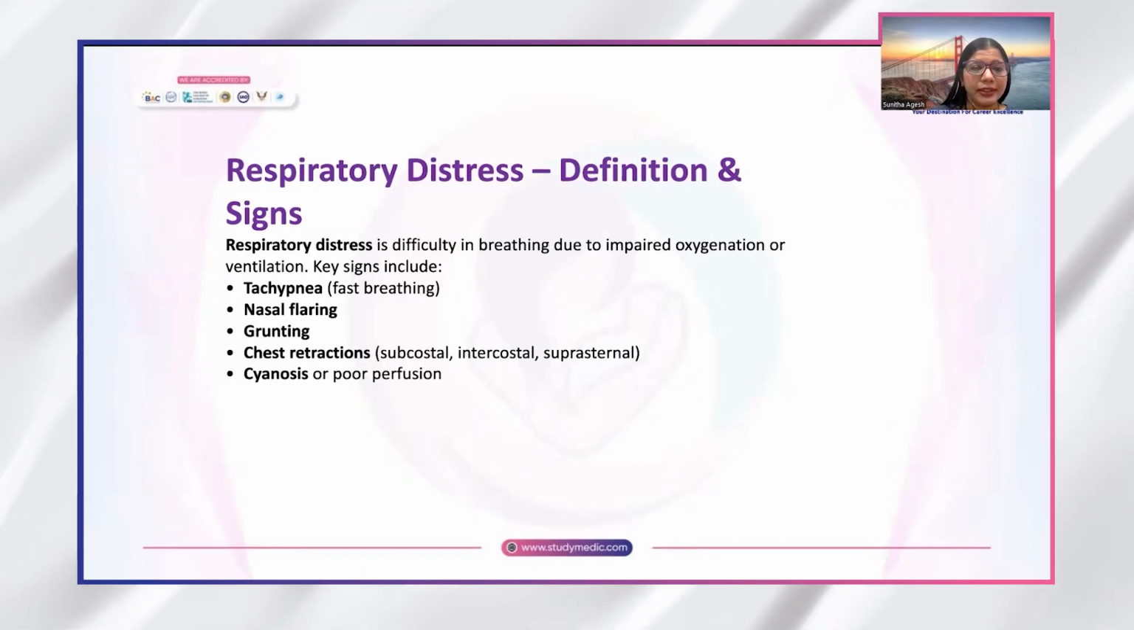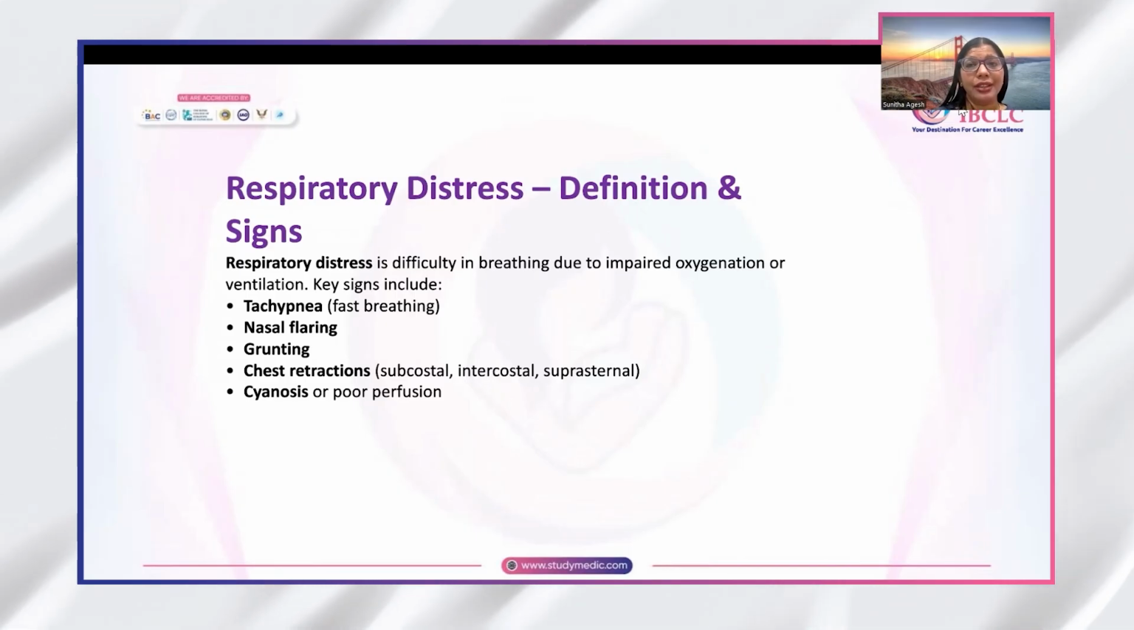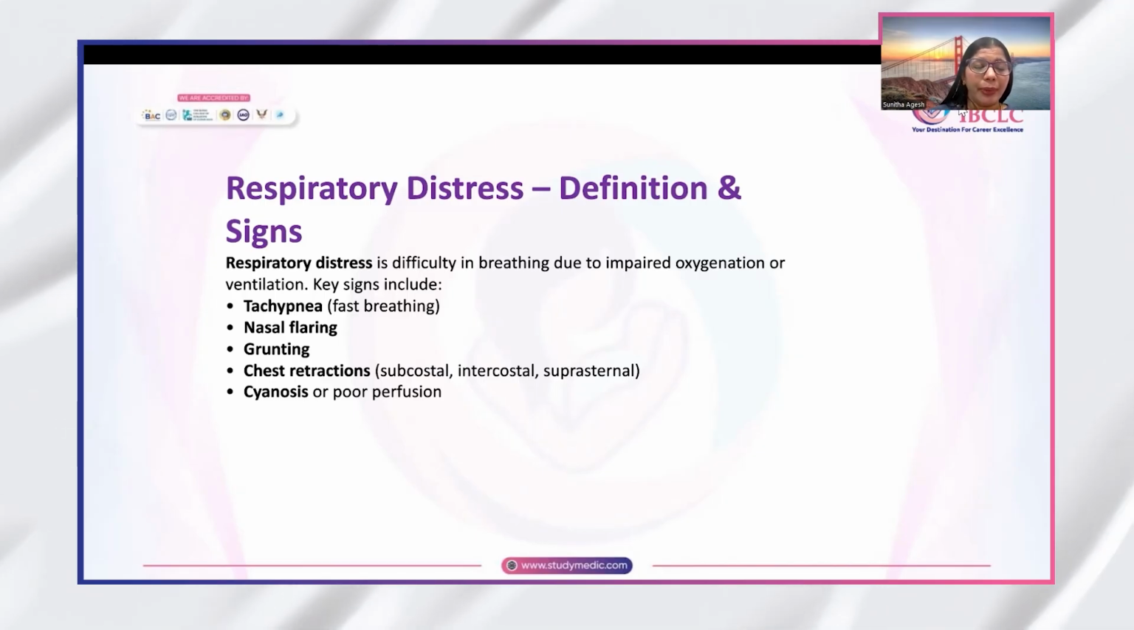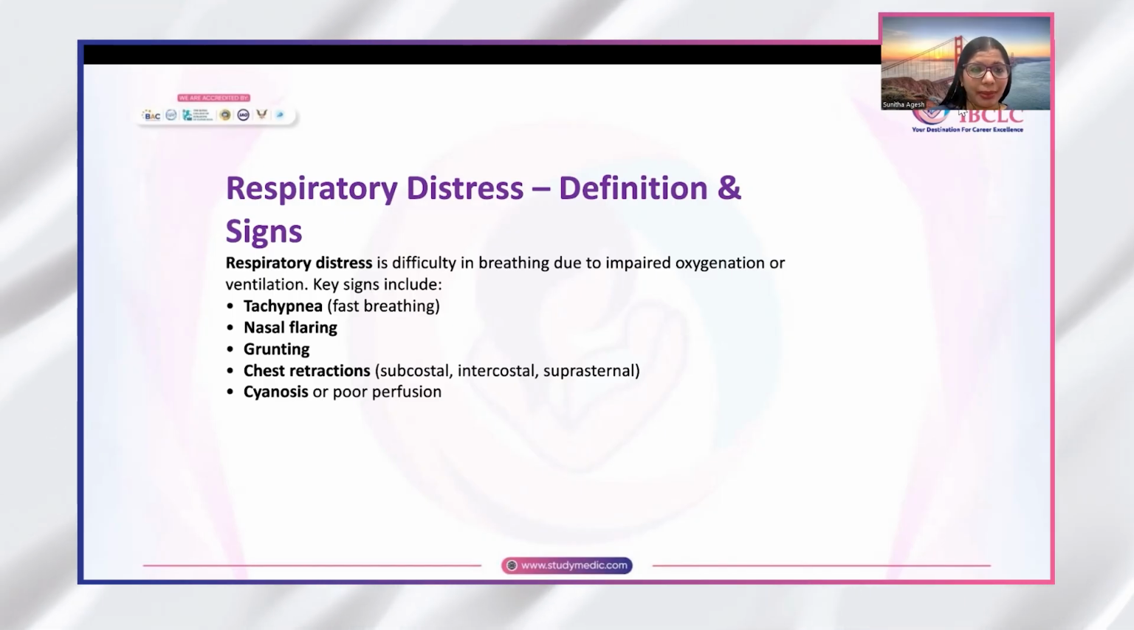The next one is respiratory distress. Respiratory distress is difficulty in breathing due to impaired oxygenation or ventilation. The baby will have tachypnea of more than 60 breaths per minute, nasal flaring, grunting, chest retractions, and cyanosis and poor perfusion. Regarding the feeding concern here, we need to involve the pediatrician on whether breastfeeding can be offered, because if the baby's condition is stable, okay, breastfeeding, or it is better to go with OGT feeding of EBM until the baby's condition stabilizes.